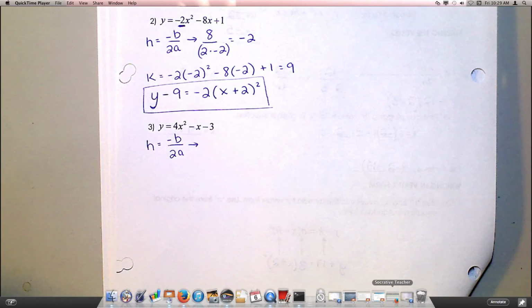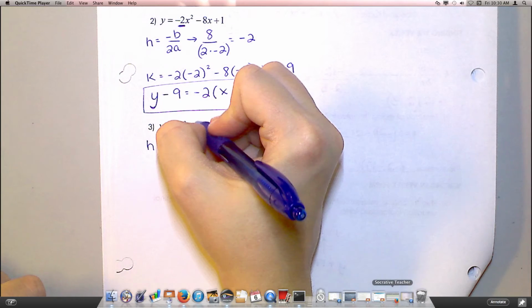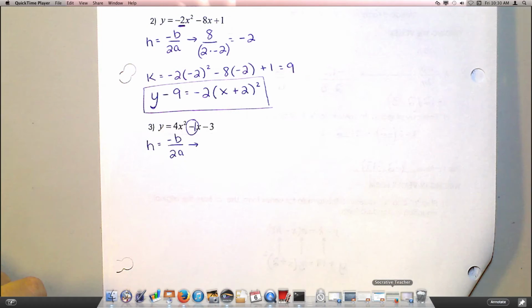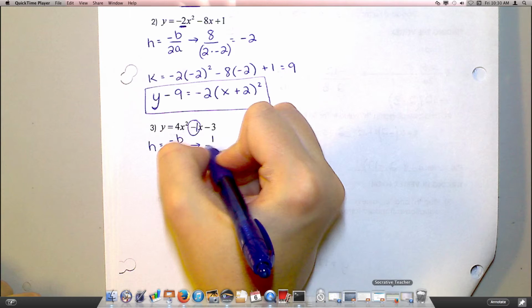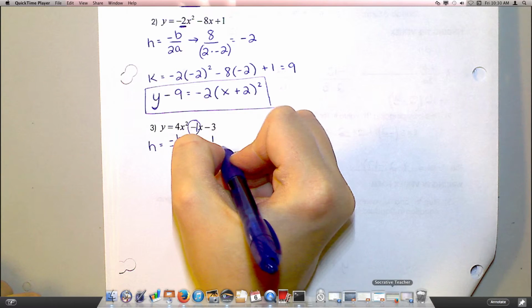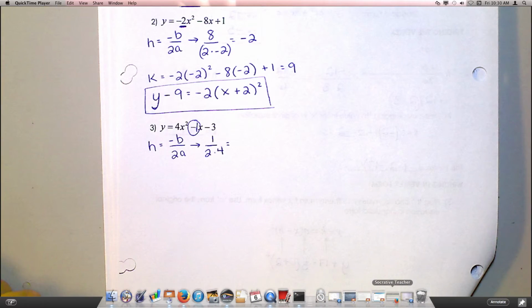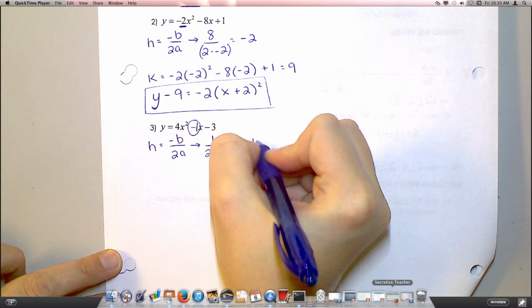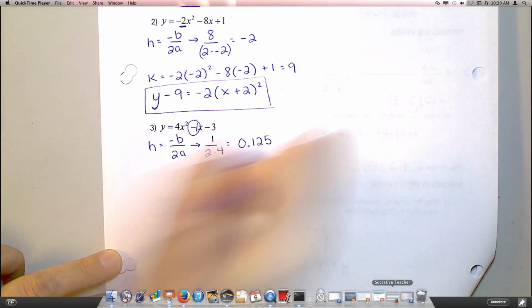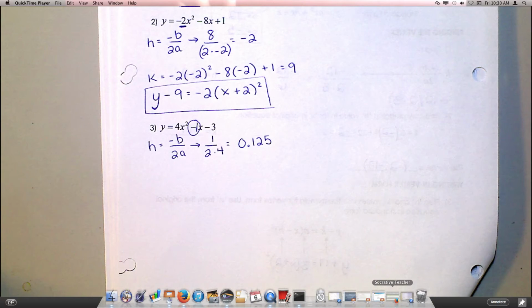Okay, so what's b? Okay, b right now is negative 1. So what am I putting in? Positive 1 over 2 times 4. That comes out to be 1/8, which as a decimal is 0.125. Decimals are okay for these. Okay, you are going to get some decimals for some of them. It will make you a little more reliant on your calculator if you're not already.